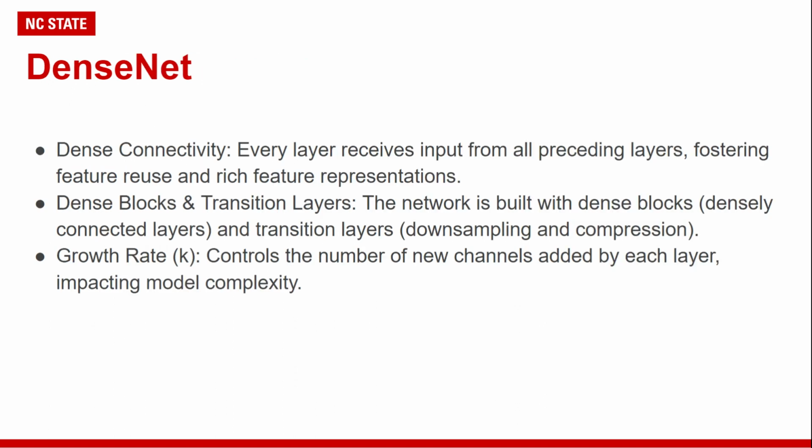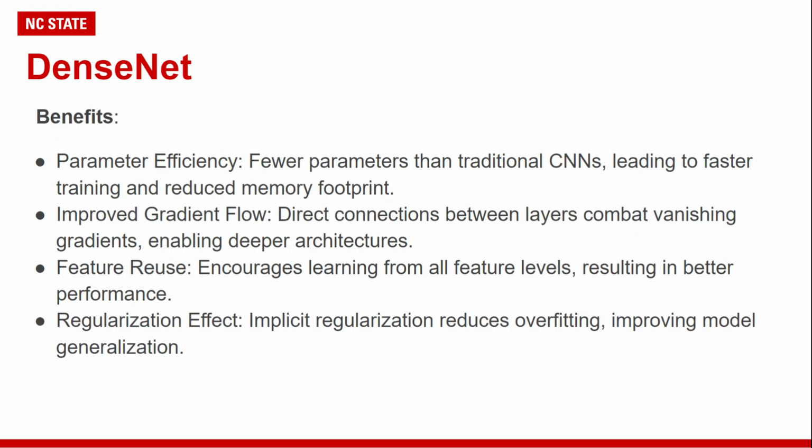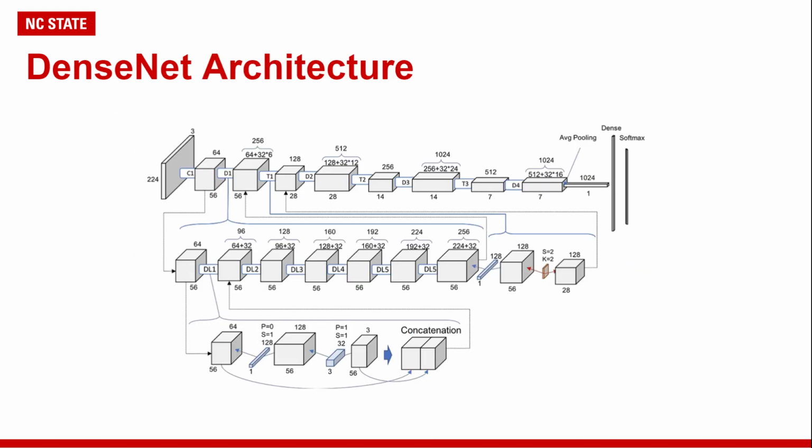DenseNet is a neural network in which every layer receives input from the preceding layers, and it uses feature reusability. The benefits are parameter efficiency. It has fewer parameters than a traditional CNN. As I said, it uses the features that have been explored in the previous layers. So this is the DenseNet architecture.